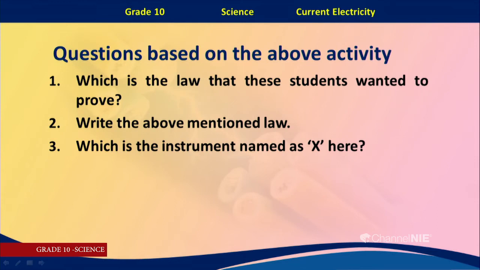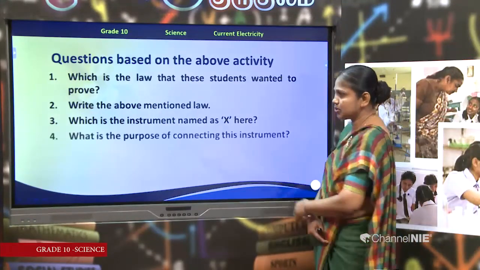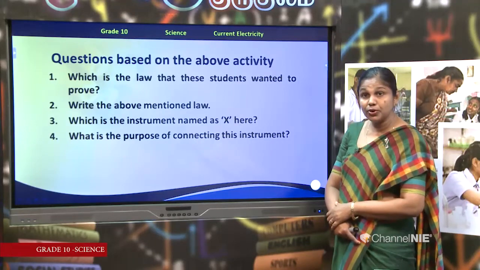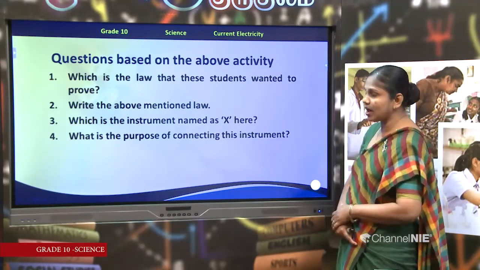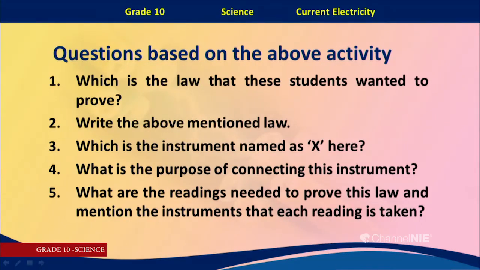Next question. Which is the instrument named as X here? I told you. What is that instrument, children? Rheostat. Next question. What is the purpose of connecting this instrument? To control the current flow through the circuit. Next, what are the readings needed to prove this law? And mention the instruments by which each reading is taken. The two readings we got and recorded are potential difference and current flow. Potential difference is measured by the voltmeter and the current flow is measured by the ammeter.